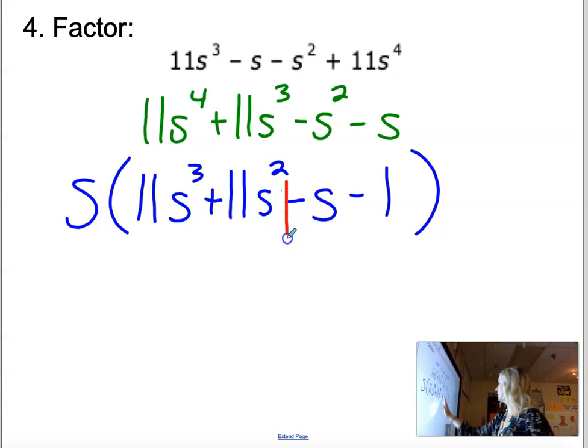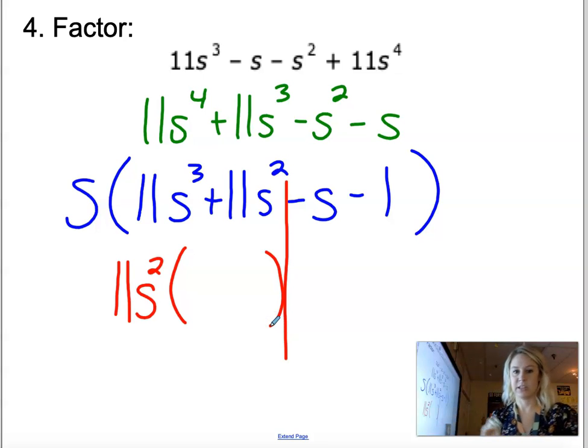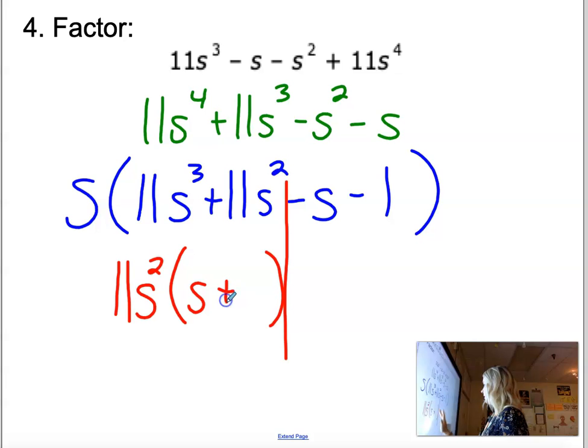Okay, so let me split these first 2 up. Out of an 11 and 11, the GCF would be an 11. S cubed and s squared, I can take away 2 of my s's, so s squared. Notice we've been doing that quite often. Have your parentheses. Divide. So 11 divided by 11 is a 1. So s cubed, take away s squared would just be an s. So 1s. And then same thing over here. If I divide a number by itself, I'm going to get a 1.